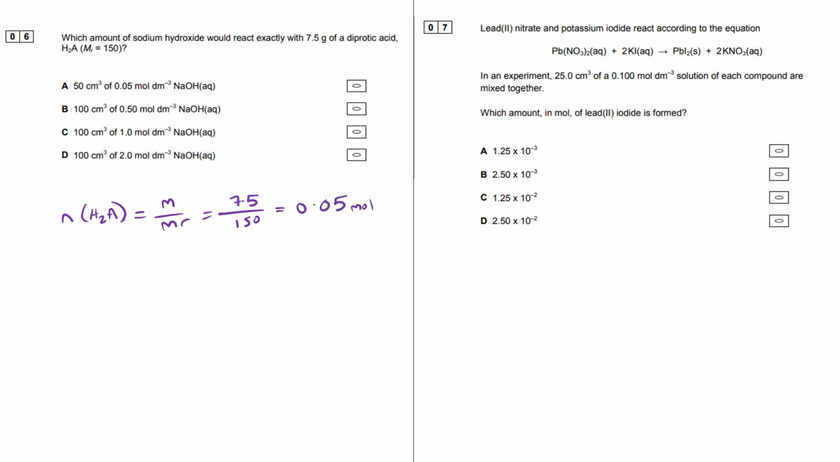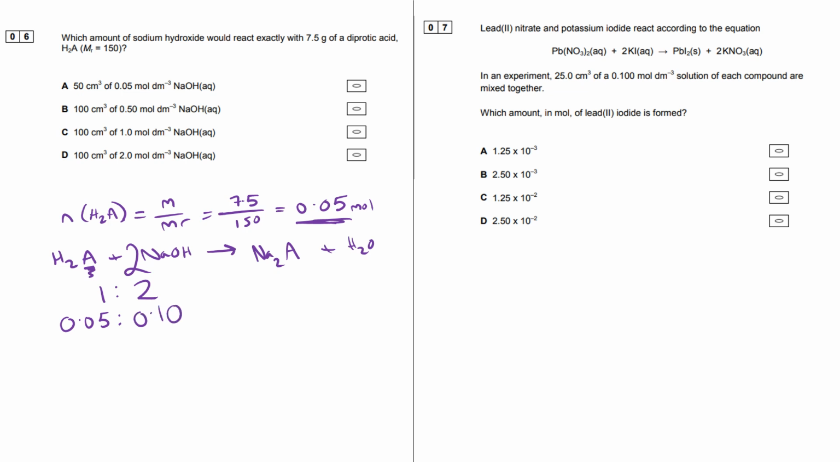Now it's a diprotic acid and it's reacting with sodium hydroxide, so it's going to make a salt plus water, and because it's a diprotic acid, you're going to need 2 sodiums there, which means the molar ratio of acid to sodium hydroxide is 1 to 2. So if we know the moles of acid, which we worked out up here, we can work out the moles of NaOH, moles of acid times by 2. So the moles of NaOH is 0.10 moles.